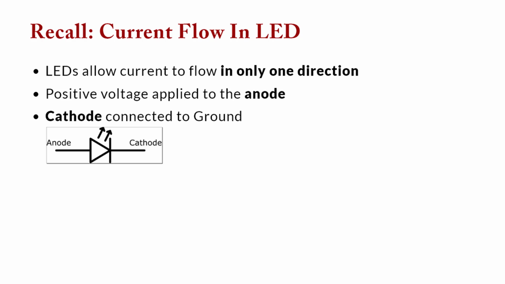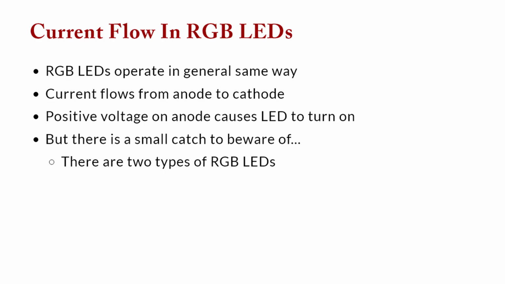Just as a little bit of a review, LEDs are diodes. They allow electricity and current to flow in one direction, like that, and not the other way. And so if we have a positive voltage applied to the anode, like about 2 volts, the light will turn on, and the cathode goes to ground. RGB LEDs operate in exactly the same way. Current flows from anode to cathode, just like before. If you apply a positive voltage, 2.2-ish, on any of the anodes, and a ground is on the cathode, the light will turn on.